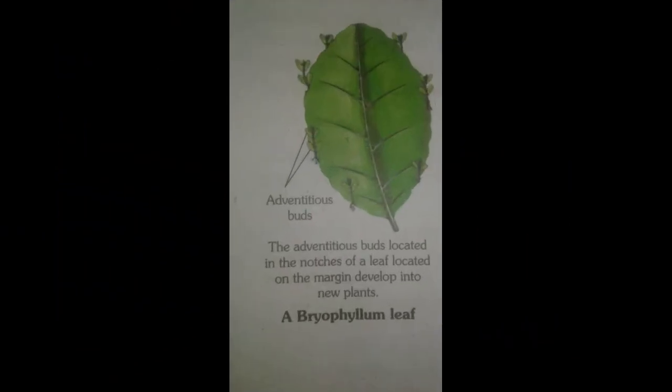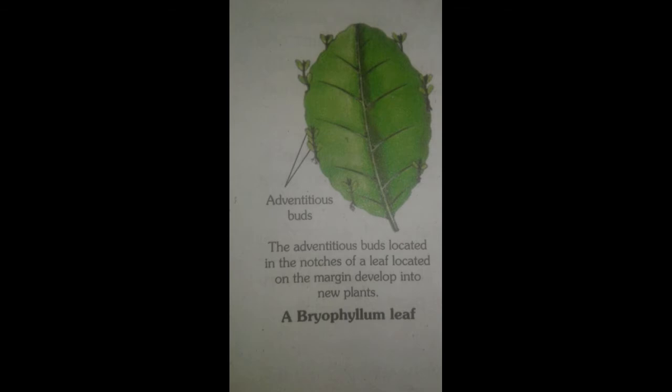The next point is vegetative propagation by leaf. Leaves of certain plants such as bryophyllum contain adventitious buds in the notches located on the margin. These buds develop into new plants, and when they are planted in the soil, they grow and mature like a new individual. So this is all about vegetative propagation by leaf. We have already discussed vegetative propagation by modified root, by underground stem, and by leaf.